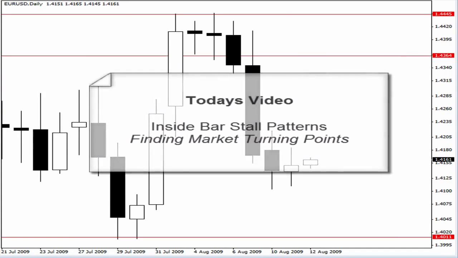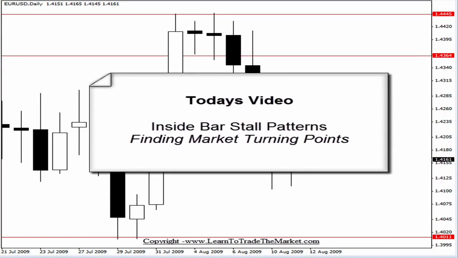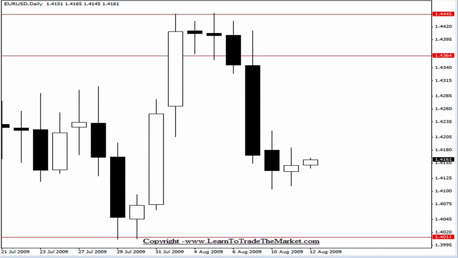Now what I'm going to share with you today is the inside bar as a stall pattern. It's not a breakout pattern this time. We're looking at the inside bar and how it works as a turning point signal. An inside bar can lead to not only a fakie, it can lead to a pin bar, it can lead to a simple stall and reversal. There's about 3 to 4 different setups that can eventuate after an inside bar is formed on a chart.